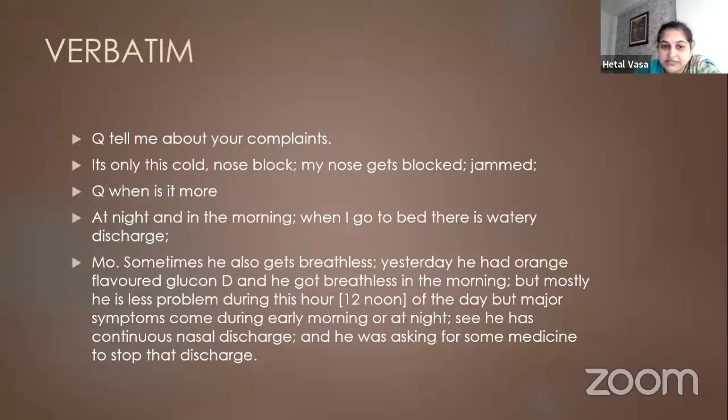Mother says sometimes he also gets breathless. Yesterday he had orange flavored Glucon-D and he got breathless in the morning, but mostly he has less problem during this hour. He came at 12 noon for the consultation, so during the day he has fewer complaints. At night, his complaints and rhinitis aggravate. He was asking for some medicine to stop that discharge, as he had to use nearly 7-8 handkerchiefs to wipe that watery discharge.